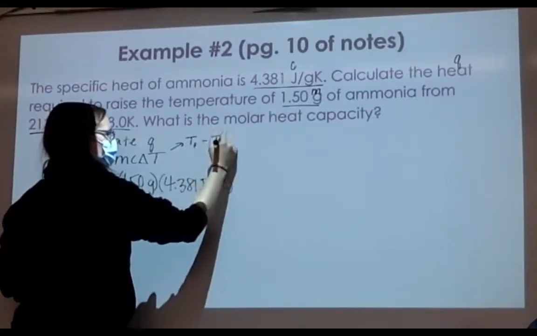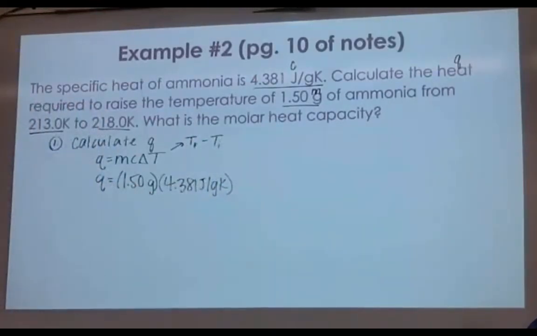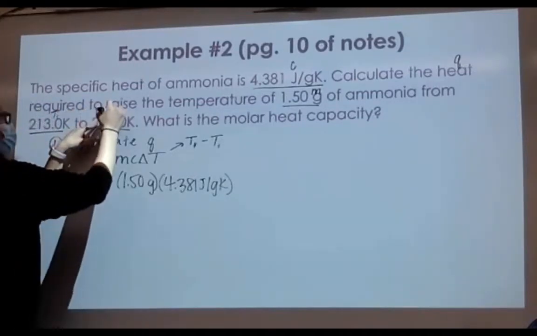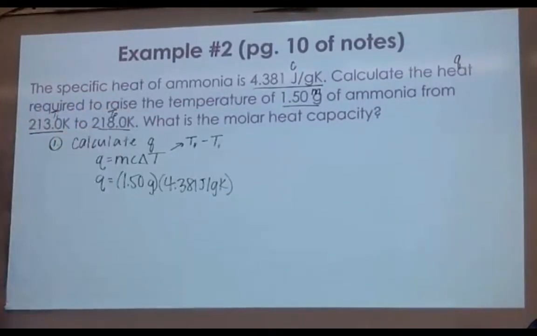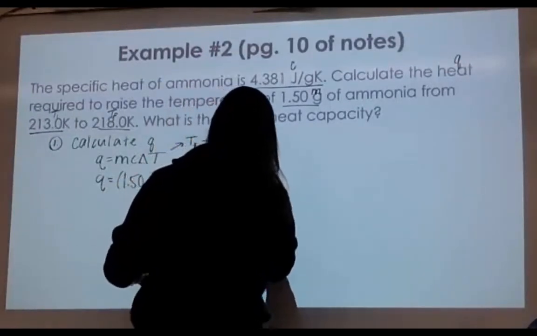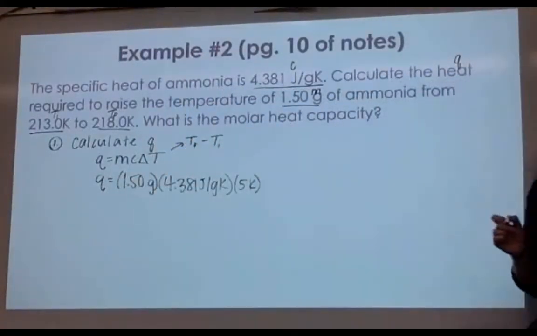Final minus initial, right? It's always final minus initial. So then you just have to be careful. If it's going from 213, that's my initial, to 218, that's the final. Final minus initial, 218 minus 213. Delta T is 5 Kelvin.